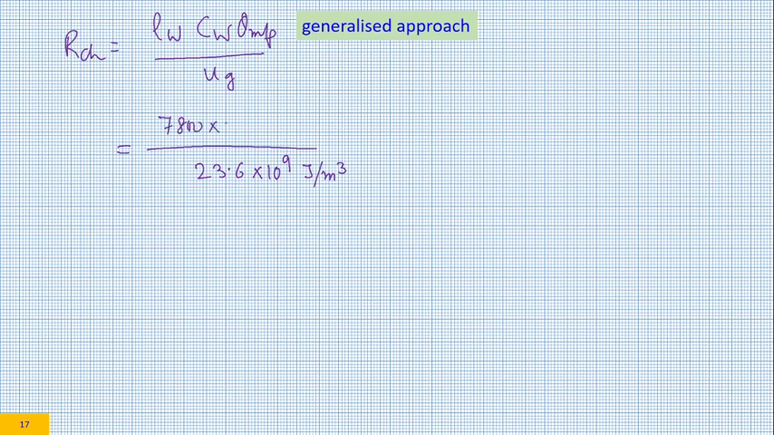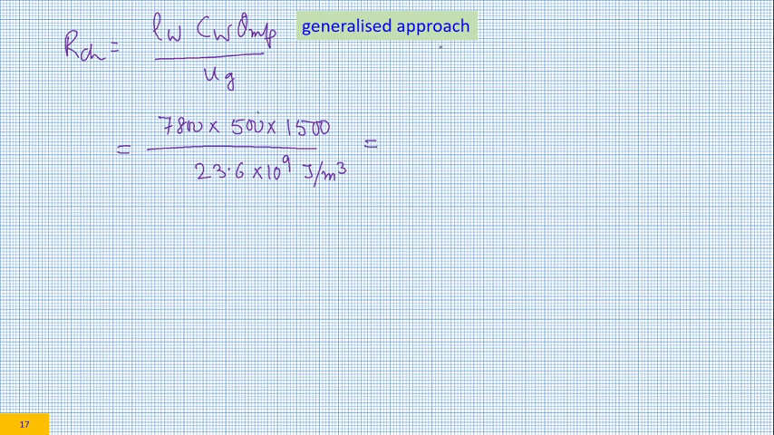RCH is rho W CW theta MP divided by UG. UG was 23.6. I'll take it to SI unit. This unit into this is 500, and melting temperature, for simplicity we will keep it like this, and let us see how much it comes out to be.